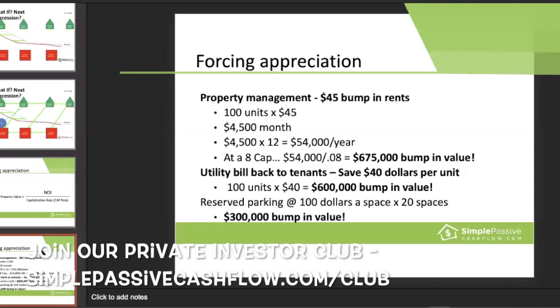So in this case, you'll create $2,000 a month of revenue, and that's $24,000 a year divided by the cap rate. You just bumped up the value of your entire property by $300,000, and this is the magic of commercial real estate right here.